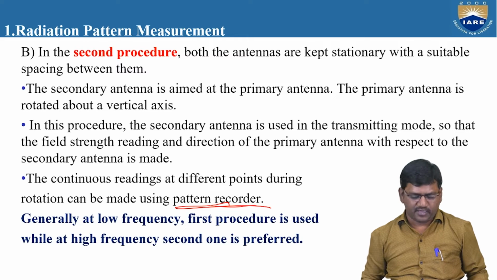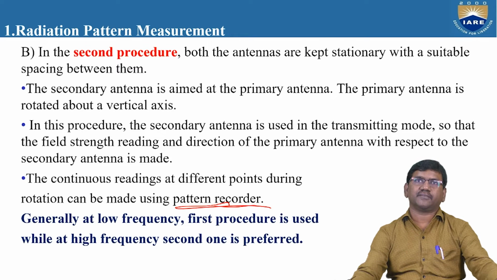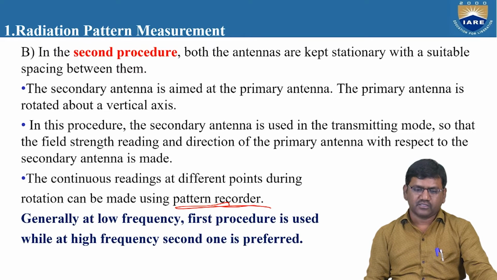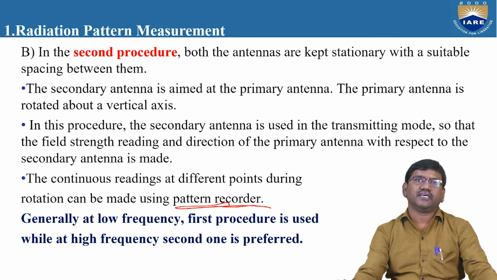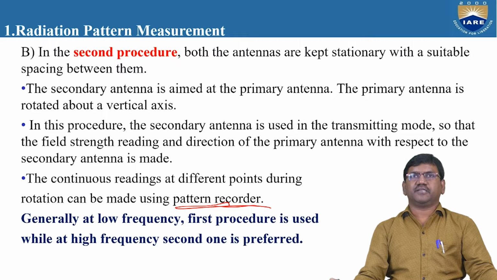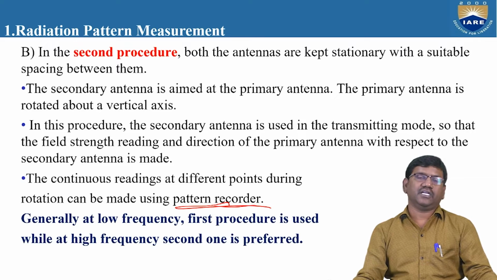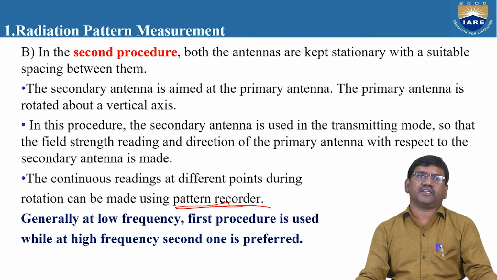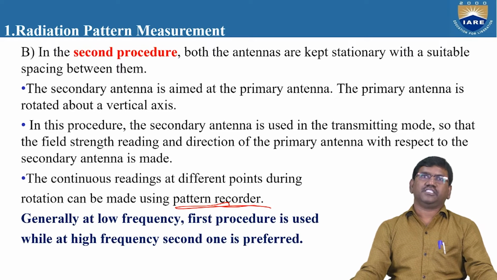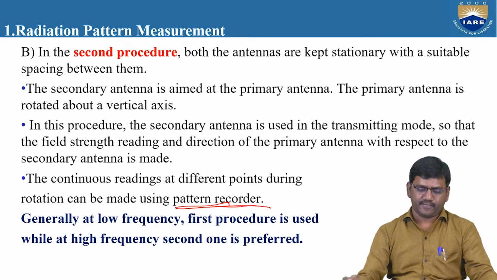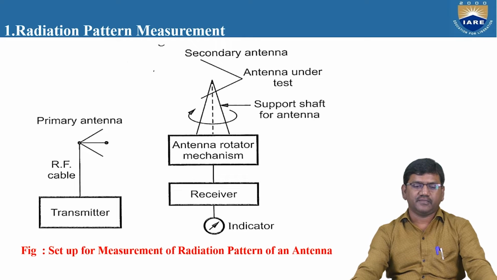So this is the first parameter, and this is the setup required for measuring the radiation pattern. Here basically, what is the setup required to draw the radiation pattern? We need two different types of antennas, and we need a pattern recorder to record the readings of electric field strength. So this is the basic setup required for the measurement of radiation pattern. And you can see here the radiation pattern measurement.